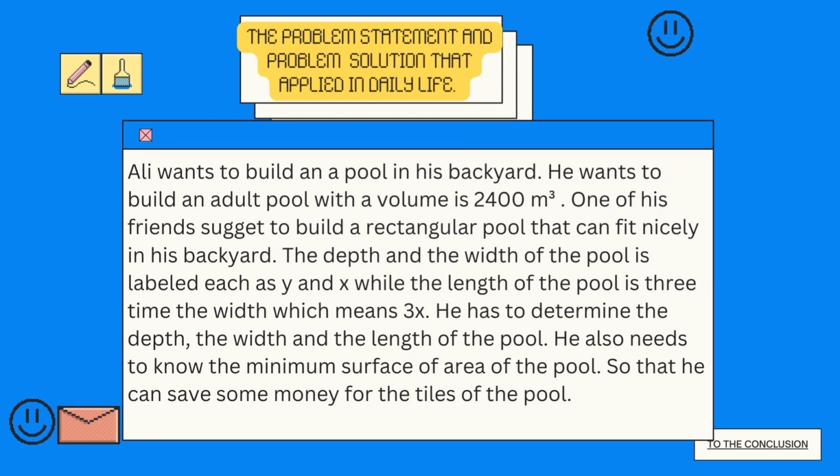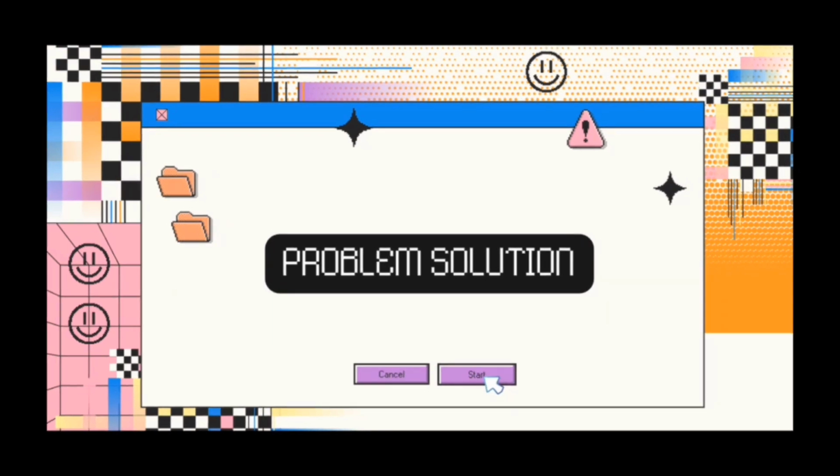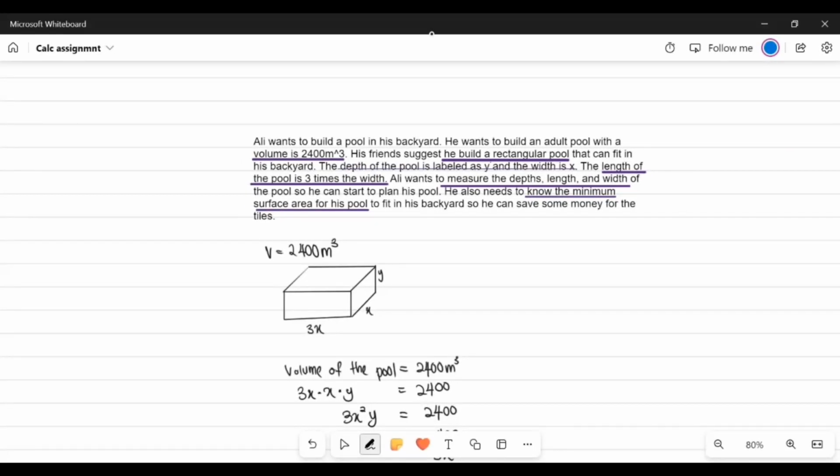Ali wants to measure the depth, length and width of the pool so he can start to plan his pool. He also needs to know the minimum surface area for his pool to fit in his backyard, so he can save some money for the tiles. The volume is 2,400. The shape of the pool is rectangular, and the labels are y, x, and 3x.